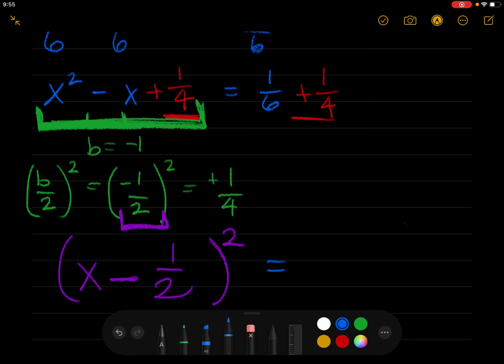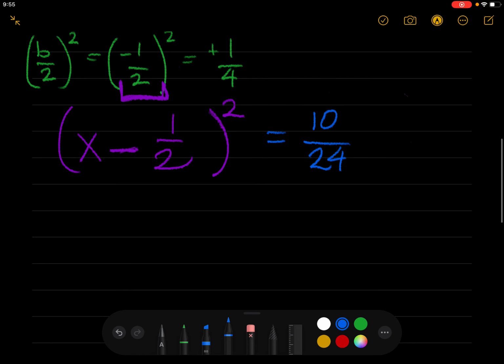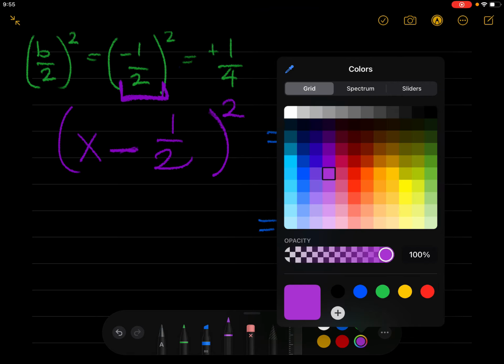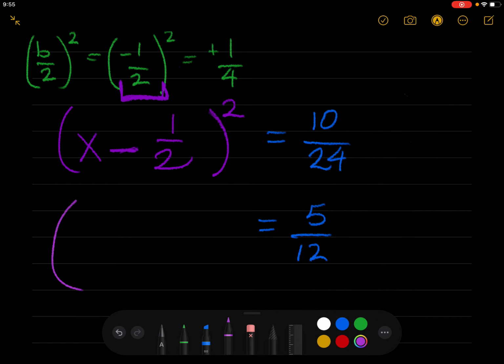On the right side, first I'll put my equality. I'm going to take my 2 fractions, my 1/6 plus my 1/4, and I'm going to add them together and simplify. That's going to leave me with 10 over 24. Now my fraction's not in its simplest form, so I will reduce, which will leave me with 5 over 12. And on the left side, I still have my 2 binomial factors written in that squared form.